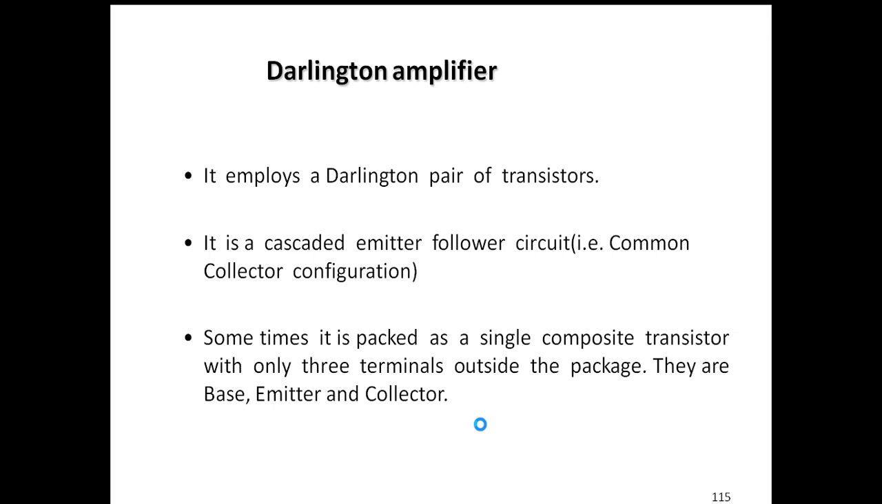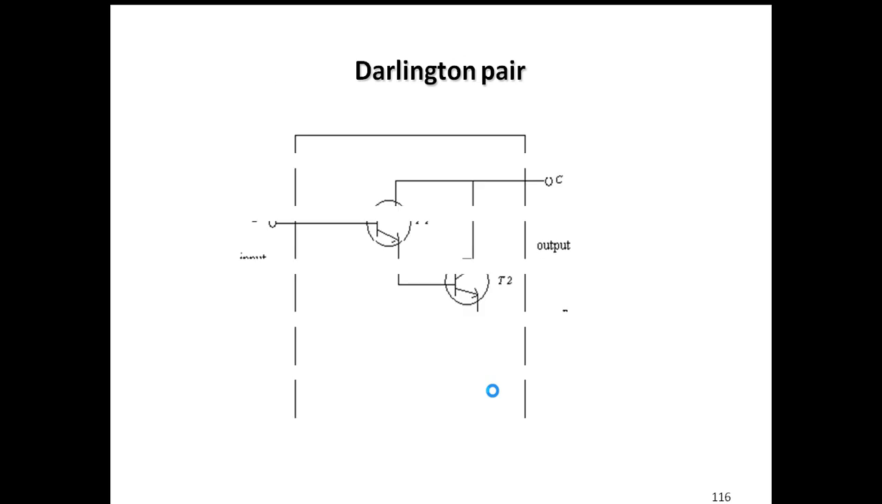Similar to our normal transistor, which also has three terminals, base, emitter, collector. Here, cascading of two transistors means each transistor has three terminals, but in this package it shows only three terminals outside. So the remaining ones, how these are configured or connected, let us see.